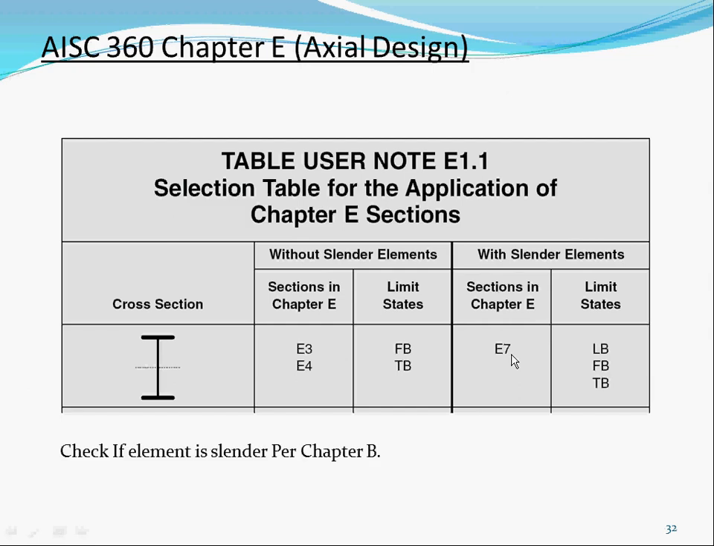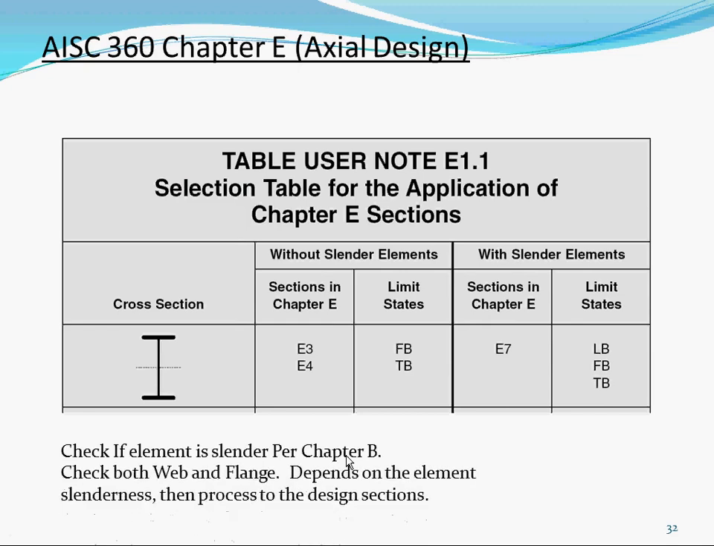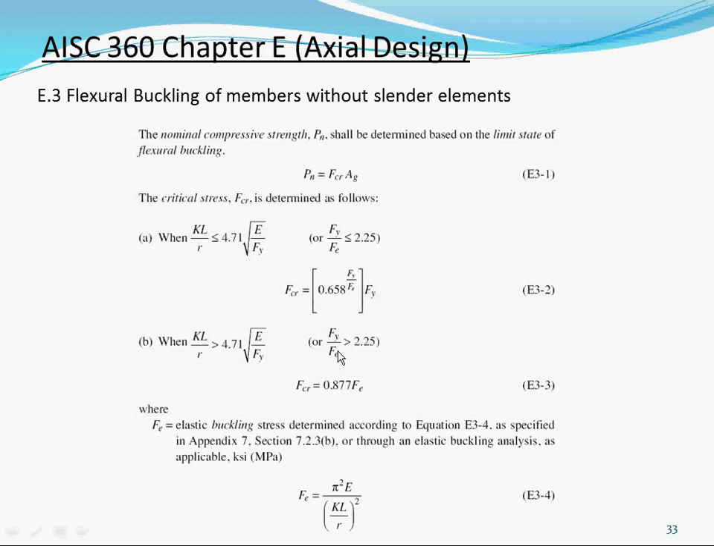So check if your elements are slender. How do you know if they're slender? That's where chapter B comes in. So you go to chapter B, look up the table, and then make sure you check both the web and the flange. It depends on the element's slenderness. Then you proceed to the design sections, and that's how you use 360 in design.